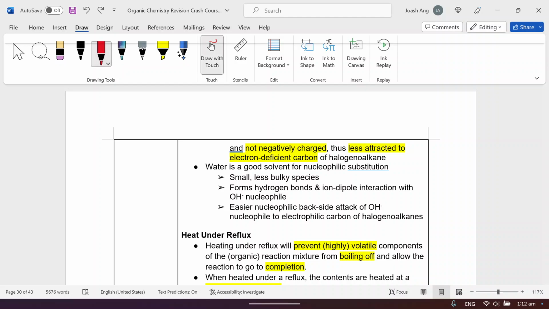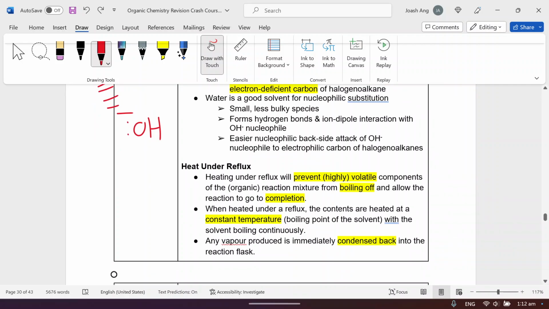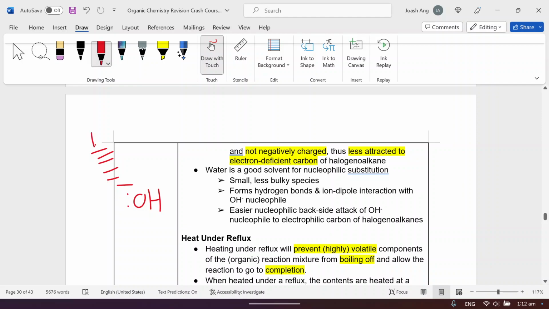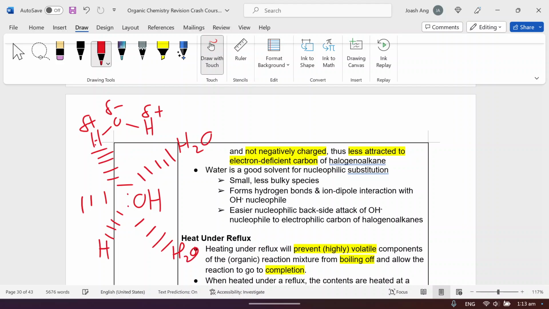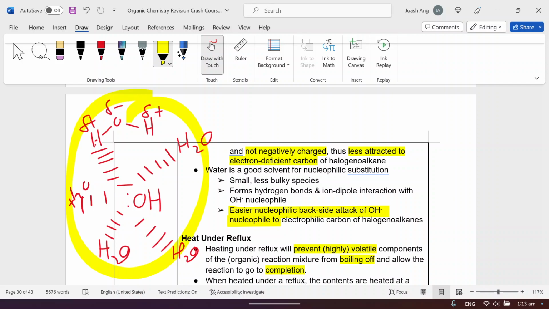So if you think about it, your OH minus can actually form ion dipole interactions with water. Okay, so just imagine many water molecules surrounded by OH minus. Okay, and since H2O is a very small and less bulky species, it is easier for a nucleophilic backside attack of the OH minus because this whole entire thing right here is less sterically hindered.